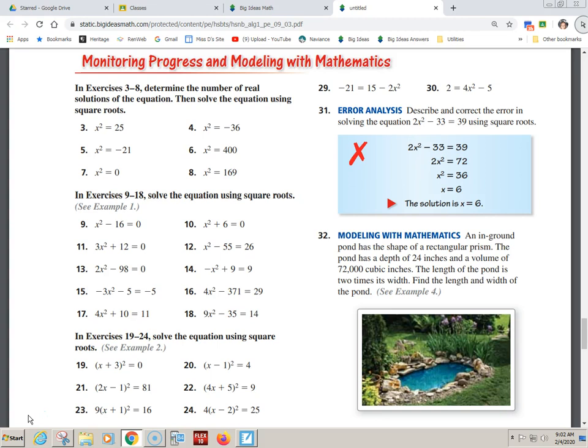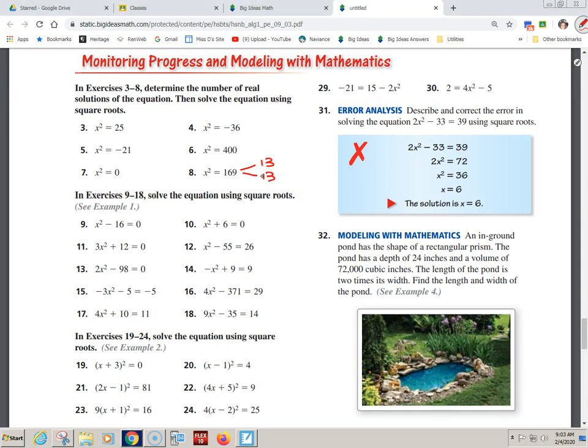169 is not divisible by anything else. It can't be factored into anything else except for 13 and 13. It can't be factored into anything else besides 13 and 13. So if you don't have that memorized, that would be a little rough.